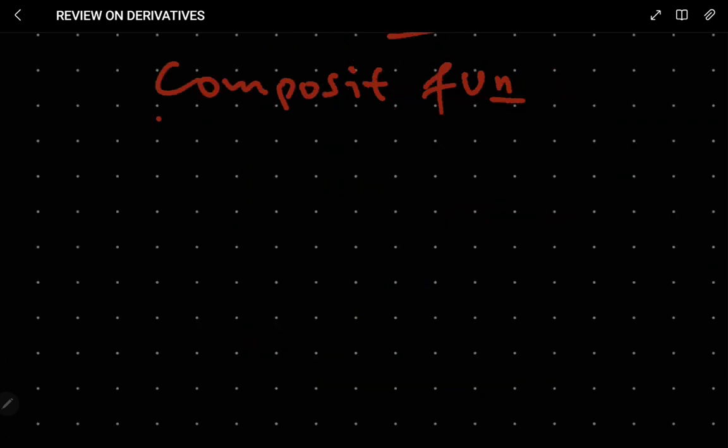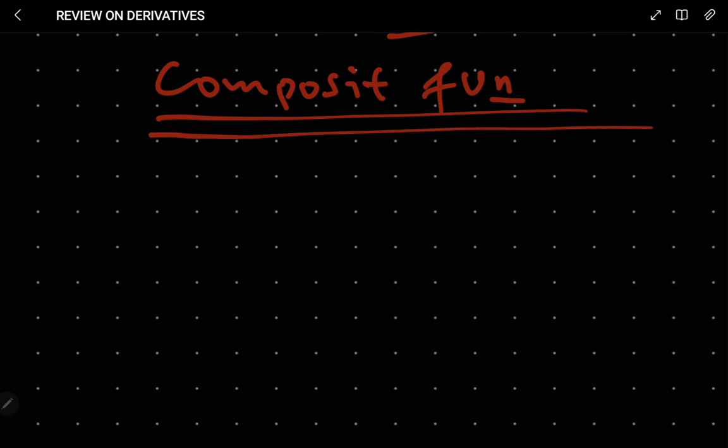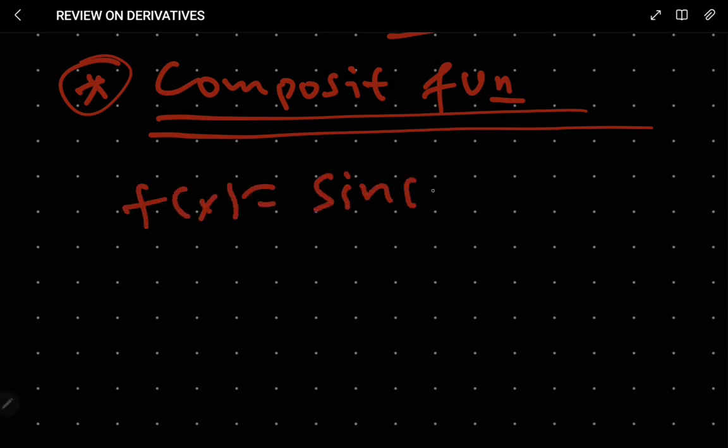Now, how do we do composite functions? Sometimes you need to take care whenever you are given an expression. It needs a technique to split the given composite function into two functions. For example, if you are given f of x is equal to sine of x squared, what is the derivative of this one? Before you do the derivative, you split this as a composite function. There are two functions whose composition gives you f of x.